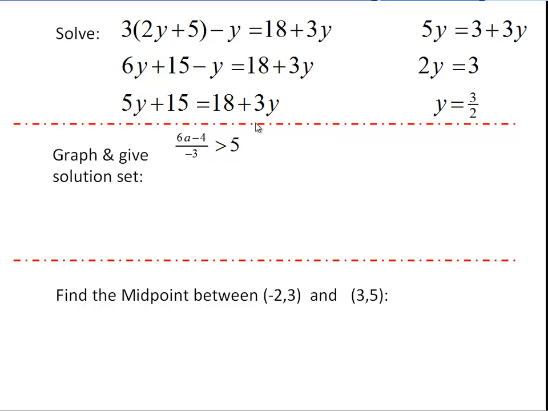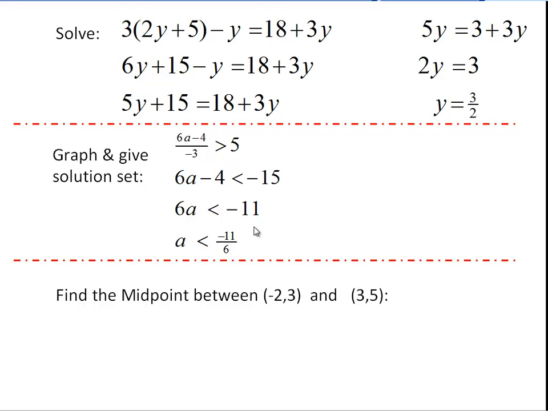Okay, graphing and finding the solution set. First multiply by negative 3 gives you 6a minus 4 is less than. It was a greater than, and when you multiplied by a negative, it changed the inequality, negative 15. Then when you add 4, gives you negative 11. When you divide by 6, gives you a is less than negative 11 over 6.